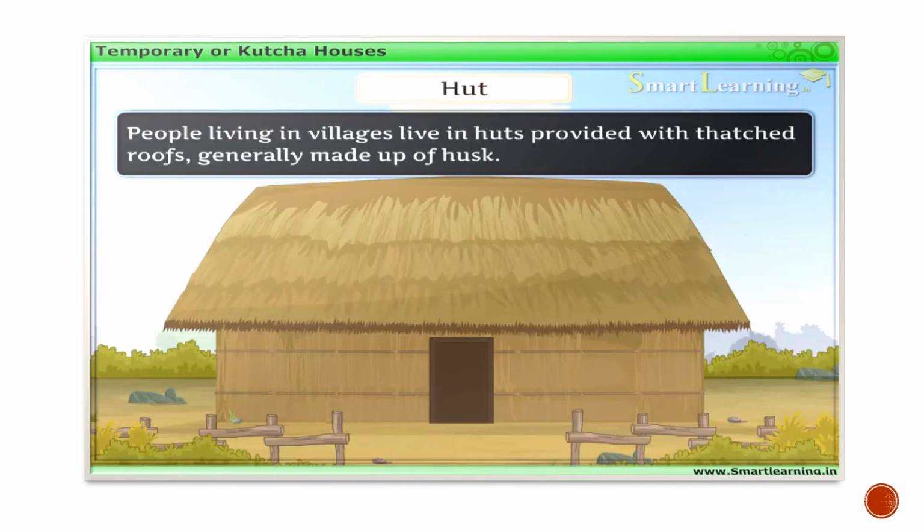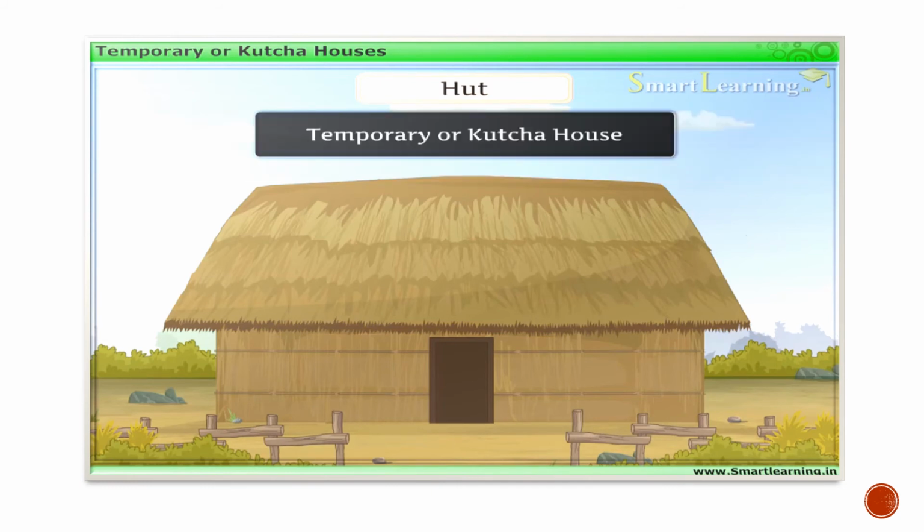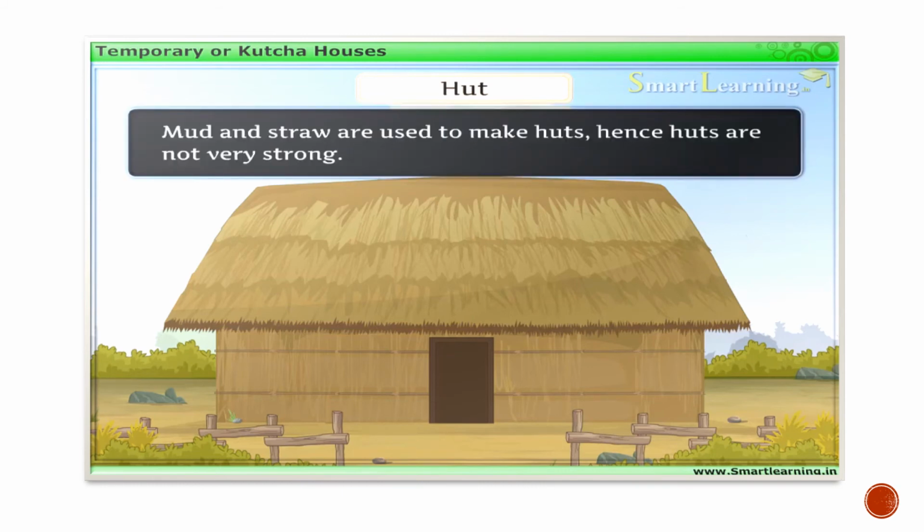People living in villages live in huts, provided with thatched roofs, generally made up of husk. Huts are a type of temporary or kacha house. Mud and straw are used to make huts, hence huts are not very strong.